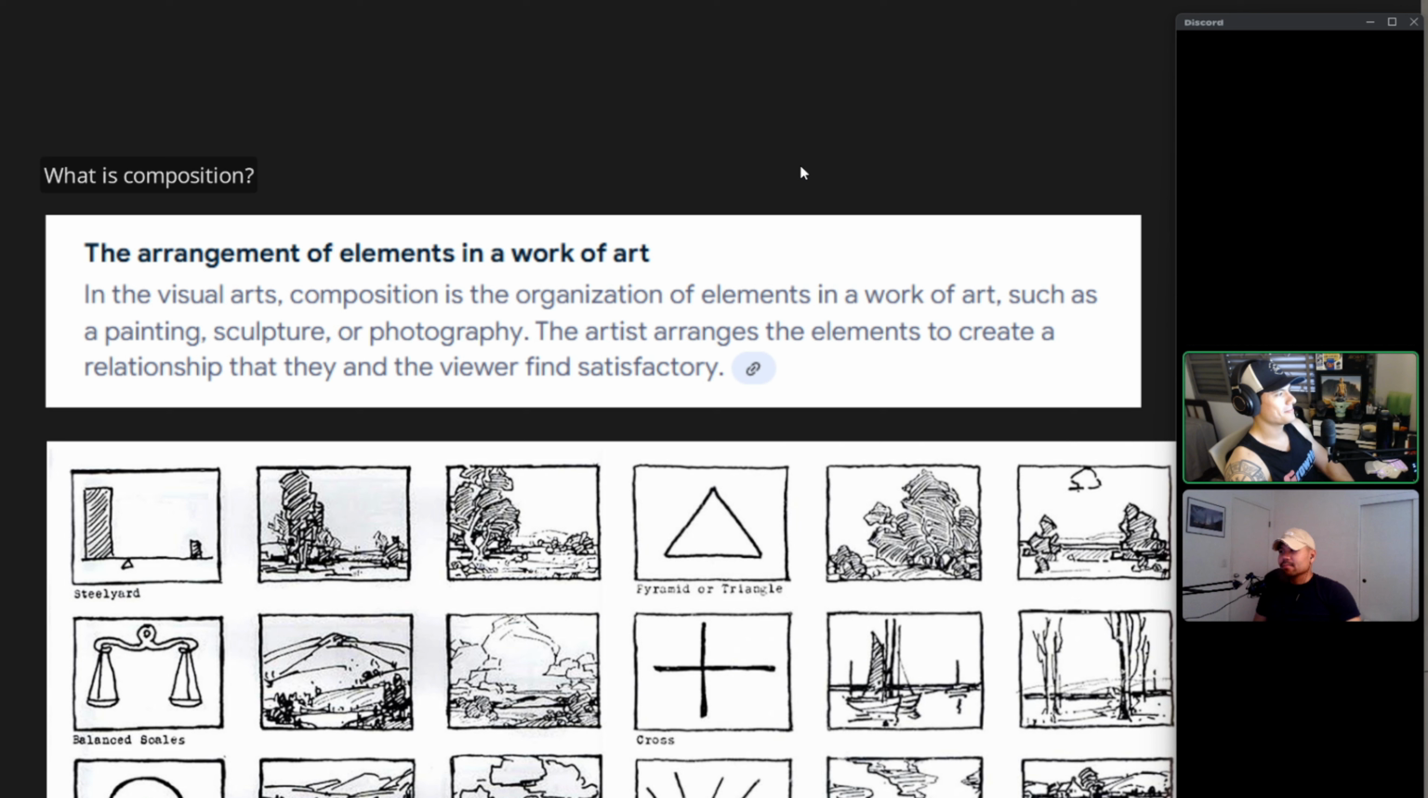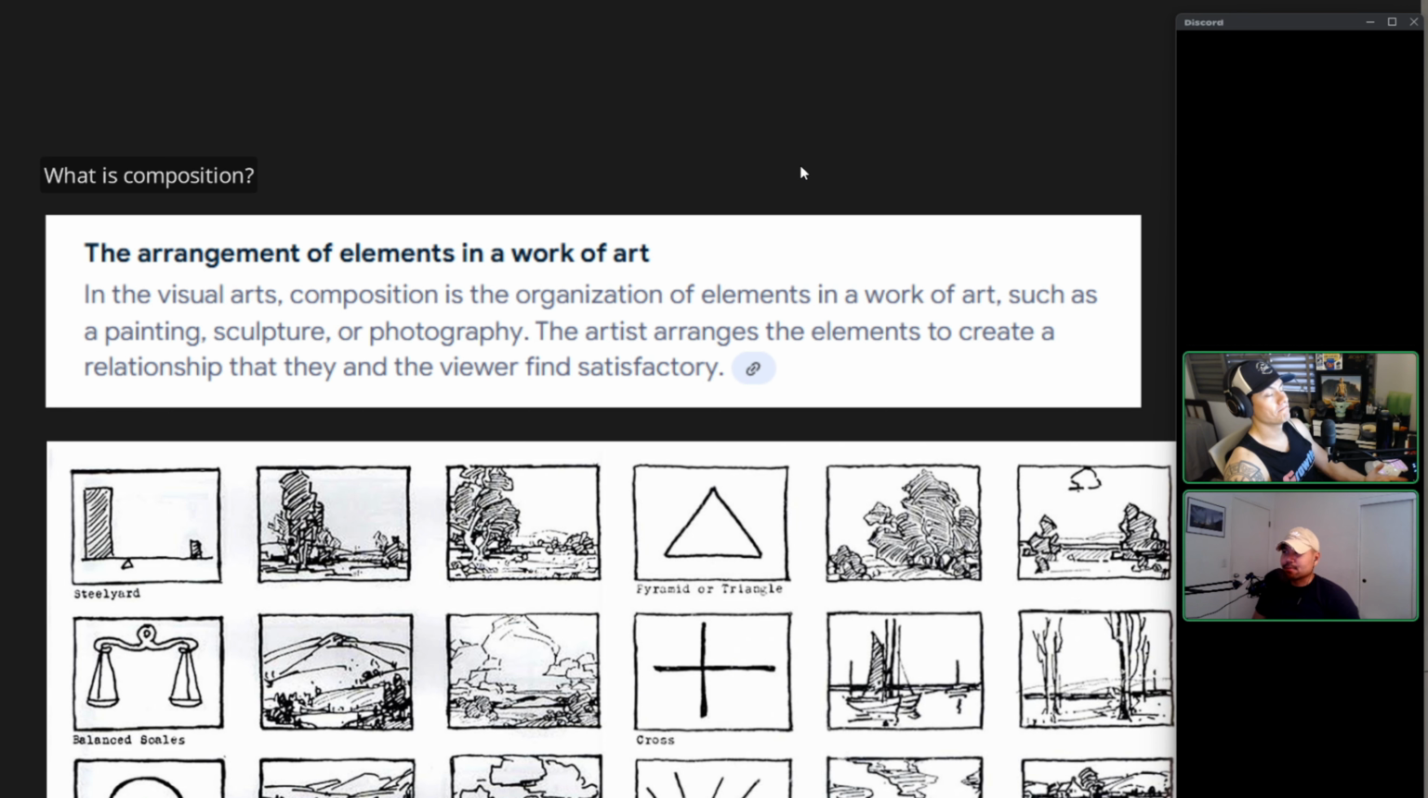It's been a couple months since the last episode, but I'm here today with Andre, and in today's topic, we're going to be tackling one of the most important fundamentals for image making, and that is composition. So, with that being said, let's jump into it.